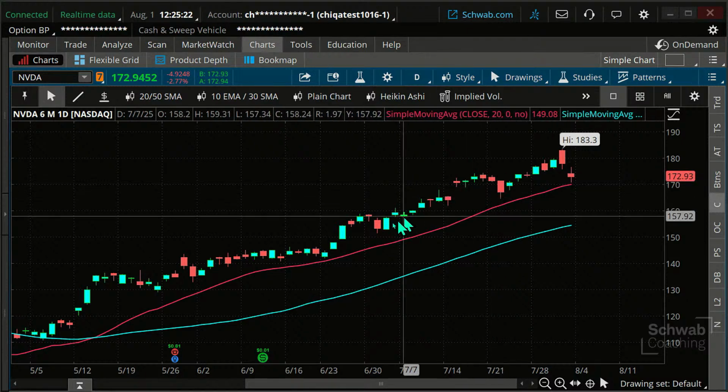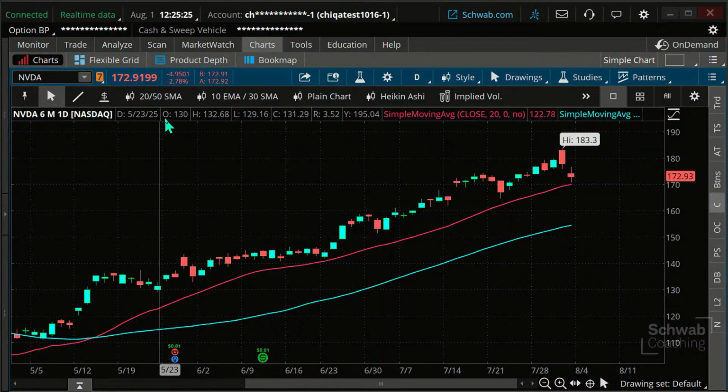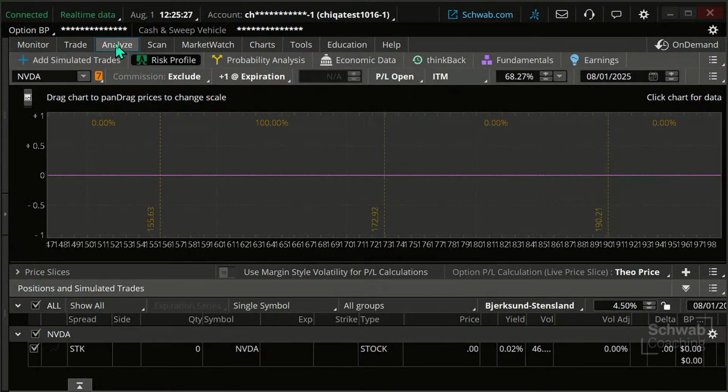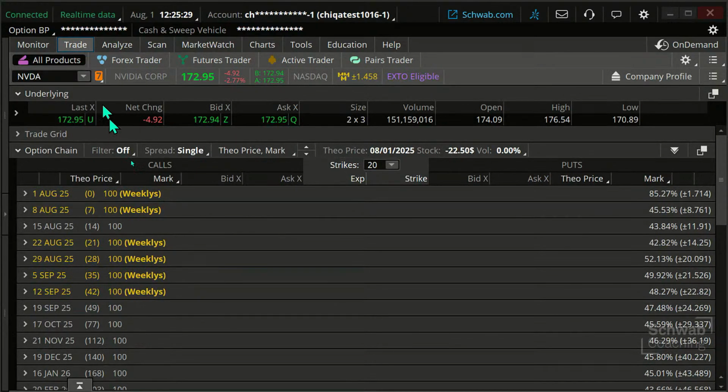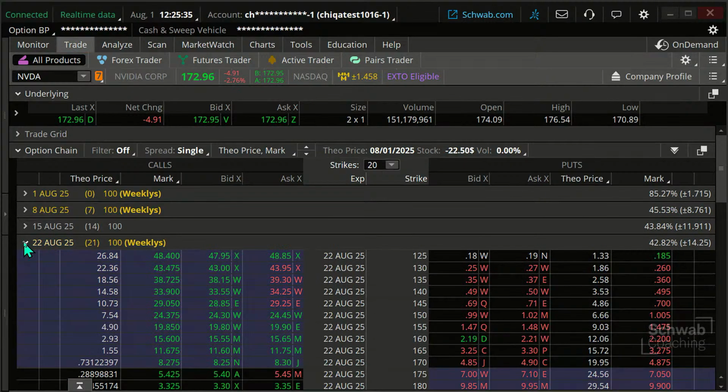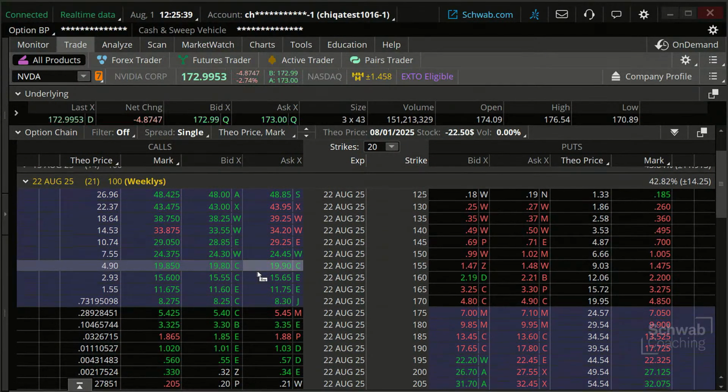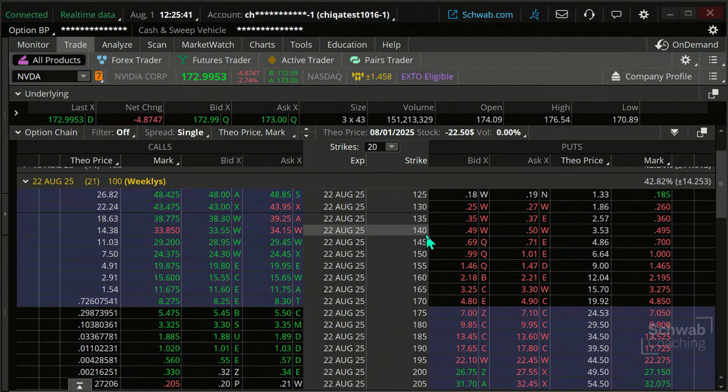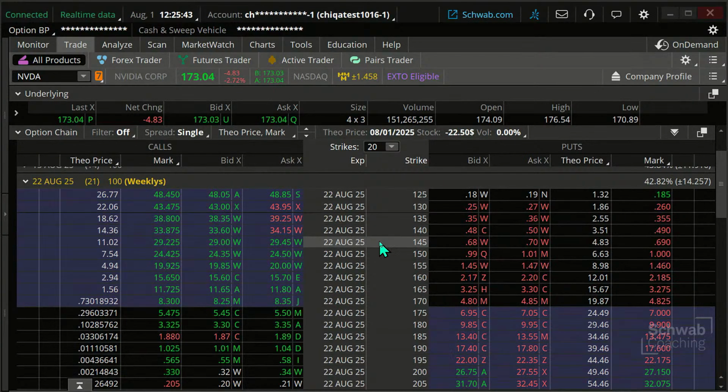Okay, so let's go back to our trade here. And I'm going to go out to the 22nd of August. So we're giving it about 3 weeks time. Yeah, that should give it time to work. We're not planning on holding it probably the whole time, but I'm going to go 22nd of August, and I'm going to be kind of bullish on this.